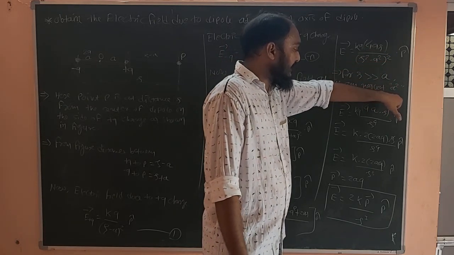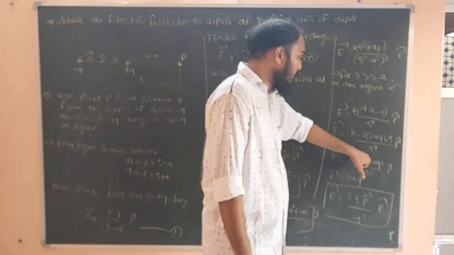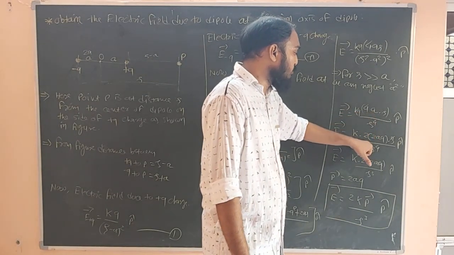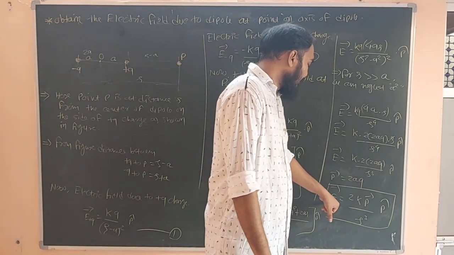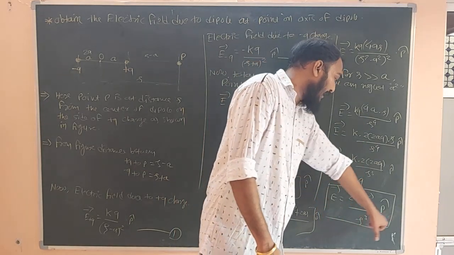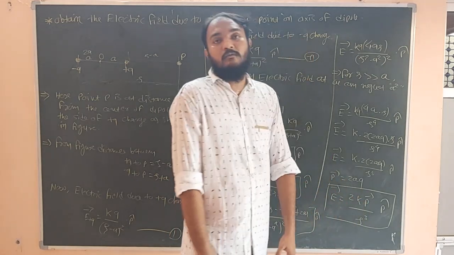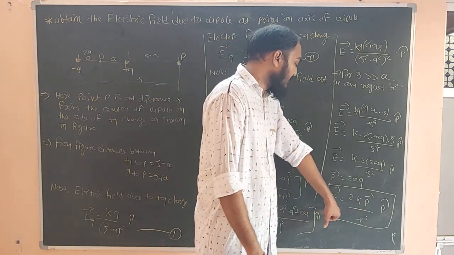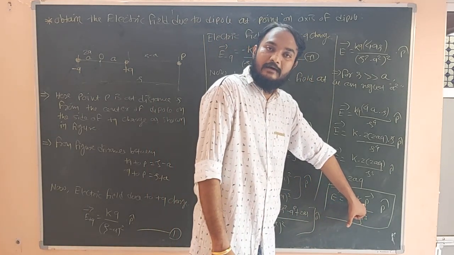We will neglect a square. We will get r raised to 4. R will cancel out. We can write 4a as 2a into 2. 2aq will get p. So the equation will be vector E is equal to 2kp by r cube into p caret. So it is a relation between electric field and dipole moment. And we also can see that the electric field is due to dipole moment of an electric dipole.